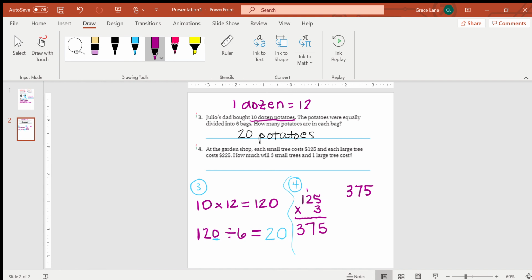So now add them up. Remember how to add. 5 plus 5 is 0. Carry the 1. 7 plus 2 is 9, plus 1 more gives me 10. 3 plus 2 is 5, plus 1 more is 6. So how much will it cost? $600.